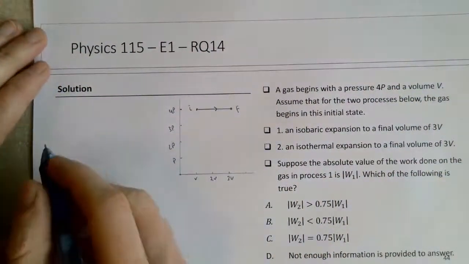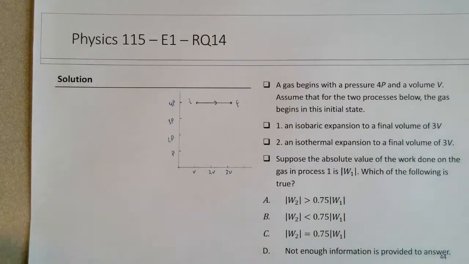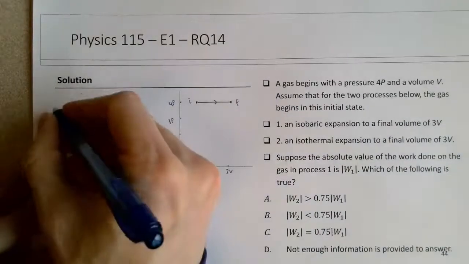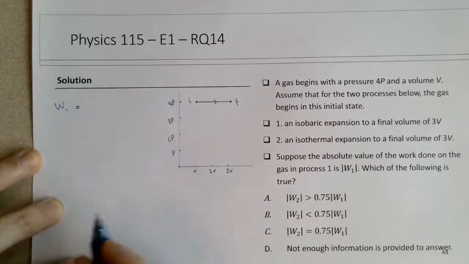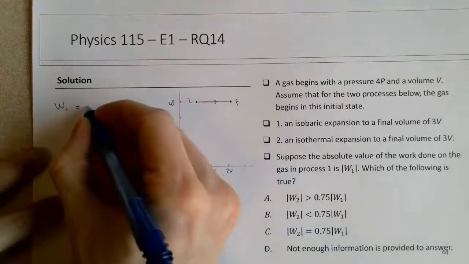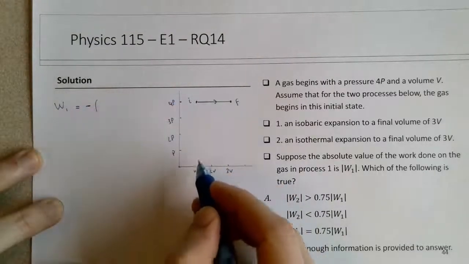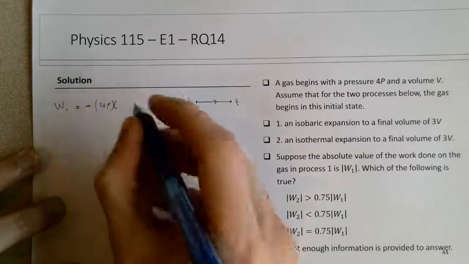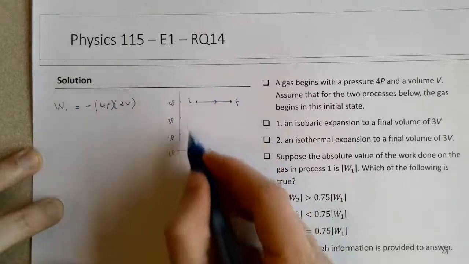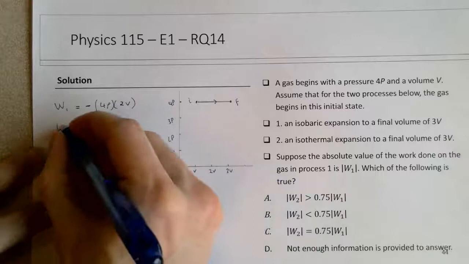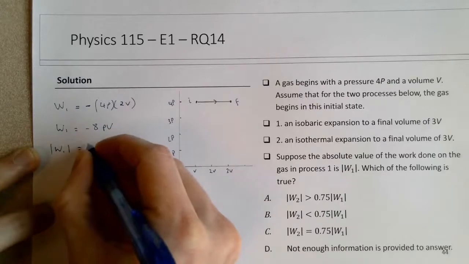So the work in process 1, think about the area underneath the curve. We know it's an expansion process, so it's going to be a negative amount of work during expansion. We're looking at the area of a rectangle with a height of 4P and a base of 3V minus V, a base of 2V. So that's the area of this rectangle. So W1 will be equal to negative 8PV, or the magnitude of that work will be 8PV.